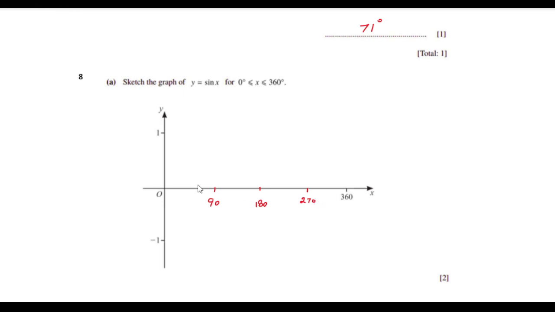Okay, so we know that the graph will have the maximum height when it is 90 degrees, have 0 when it is 180, have the negative value -1 when it is 270, and then at 360 again I have 0 value. So you will join these points with a smooth curve like this. Okay, so this is your y is equal to sine x graph.